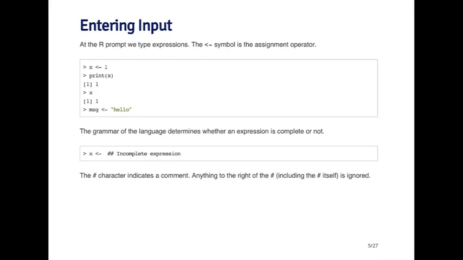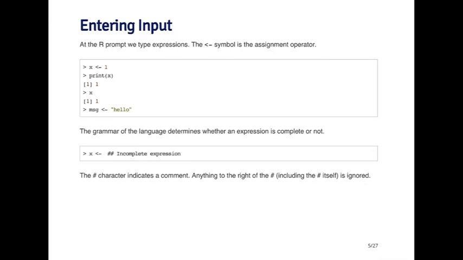In this expression over here, I'm creating a new symbol called msg, and I'm assigning it a value of the string hello. Now this is a character vector, and the first element of this character vector is the string hello. I could add other elements to this vector if I wanted to, but they would all have to be character.